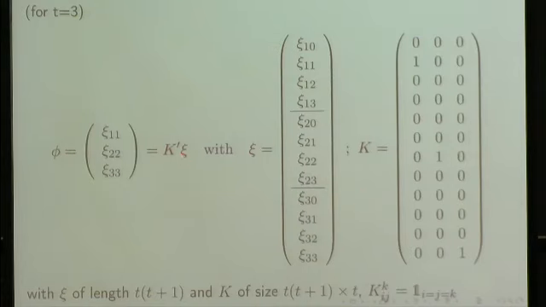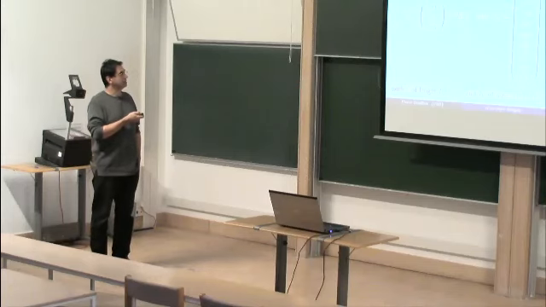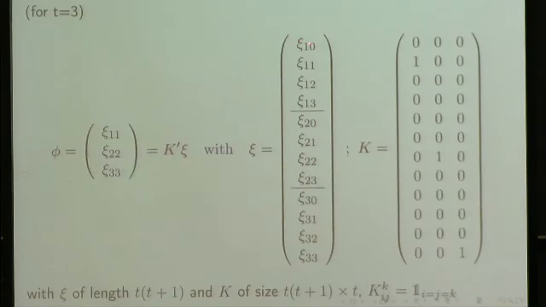Just for notation, for xi, the entries are numbered with 2 indices. And it's the same for K. K here has 2 indices for the row, and for a column, just one index. So subscripts are for the row, and superscripts are for the columns.